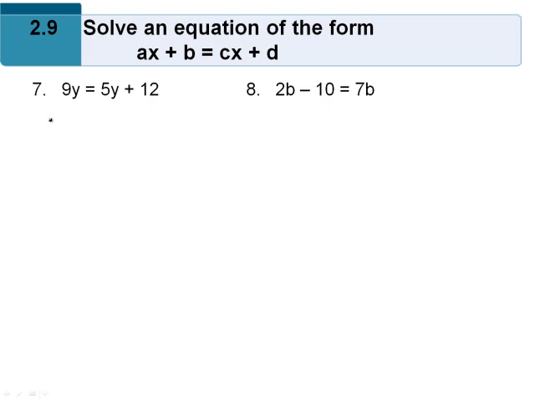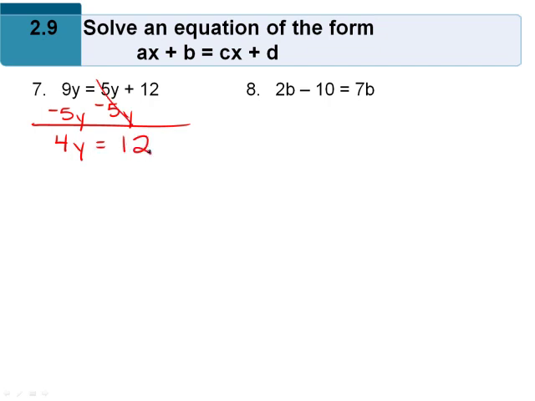Now, here we have 9y equals 5y plus 12. So, we don't have any like terms on either side, but on the left we only have just a variable term, so we don't have a whole lot of moving around to do. I still want to get that 5y over there with the 9y. So I'm going to subtract 5y from both sides of the equal sign. Okay, so that's going to be 4y, and then the 5y's cancel, so it equals 12.